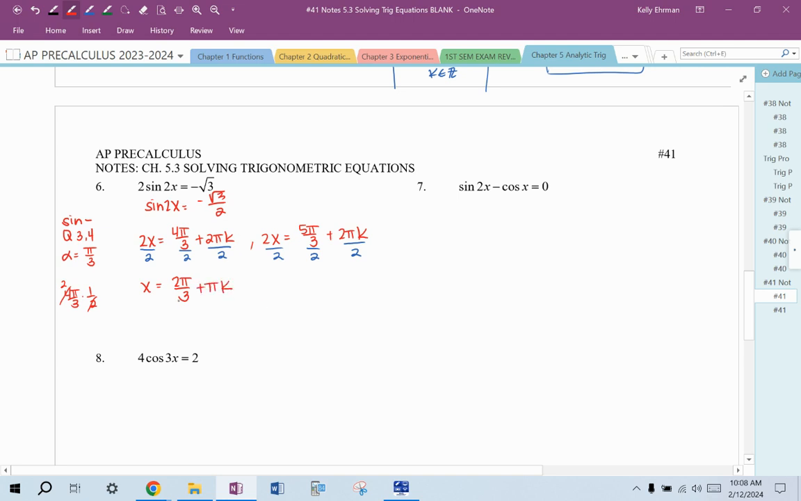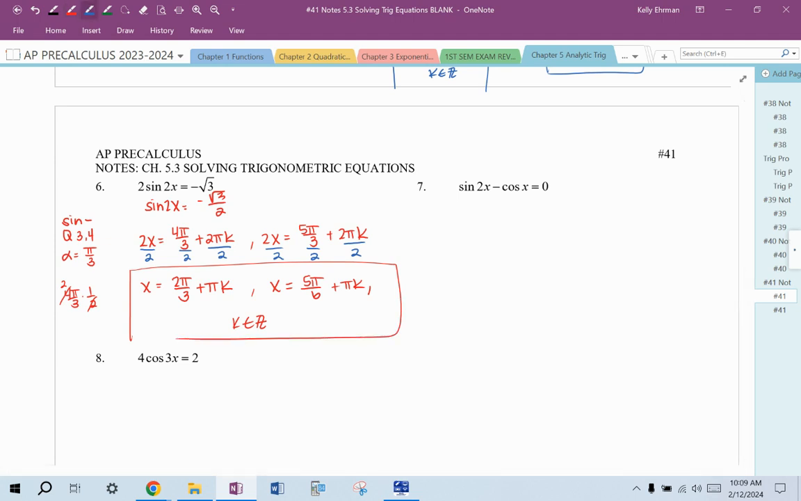Okay, so why is that the answer? Because you're putting that in for x, and back into the original equation, you would put it in for x and multiply that whole thing by 2 to get back here. And we know that makes sine equal to negative radical 3 over 2. Same thing on this one. 5 pi over 3 times 1/2 is going to become 5 pi over 6 plus pi k. And for both of those, k is an integer.